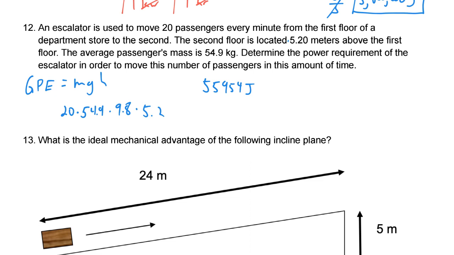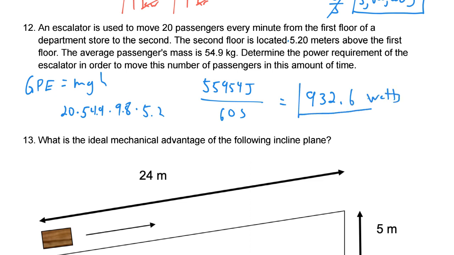All right, now that's the number of joules transferred. How long did it take it to happen? Every minute, so that's 60 seconds. We'll divide by 60 to get the wattage, or kind of like the watt rating of this escalator, which is 932.6 watts.